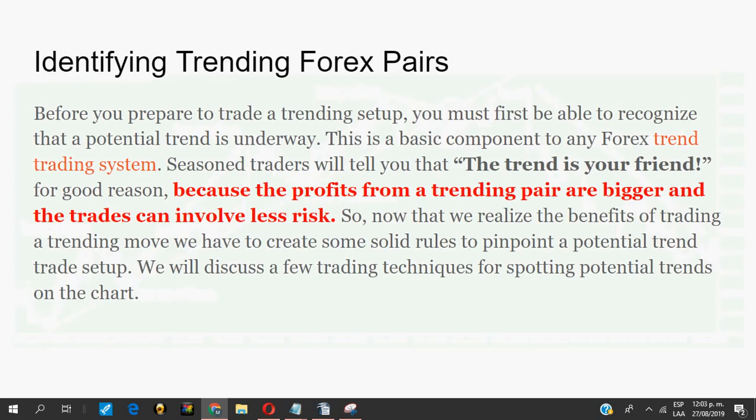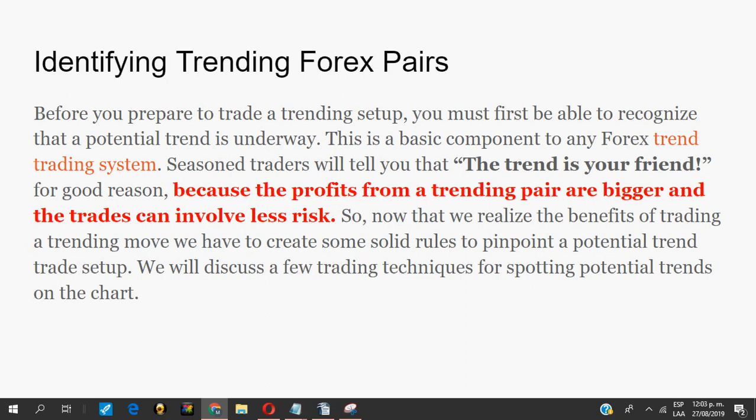How to identify trending Forex pairs? Before you prepare to trade a trending setup, you must first be able to recognize that a potential trend is underway. This is a basic component to any Forex trend trading system. Seasoned traders will tell you that the trend is your friend, for good reason, because the profits from a trending pair are bigger and the trades can involve less risk.